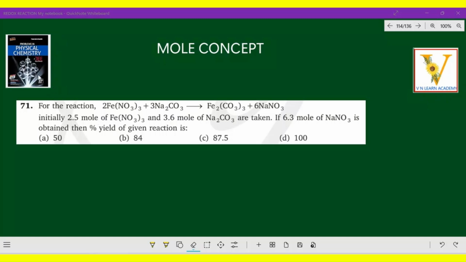Hello students, today we are going to see some more interesting and important questions from Narendra Avasthi sir's physical chemistry mole concept. Come on, let us discuss a few more questions from this session.